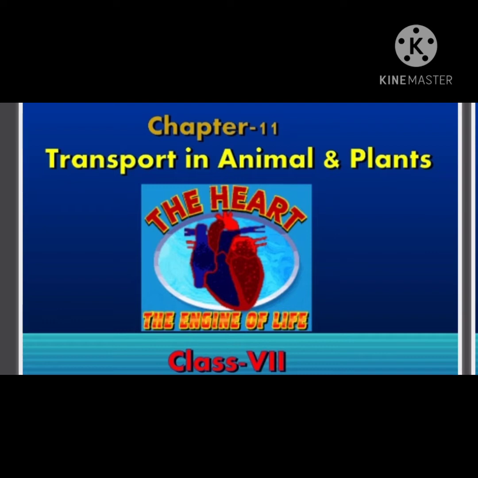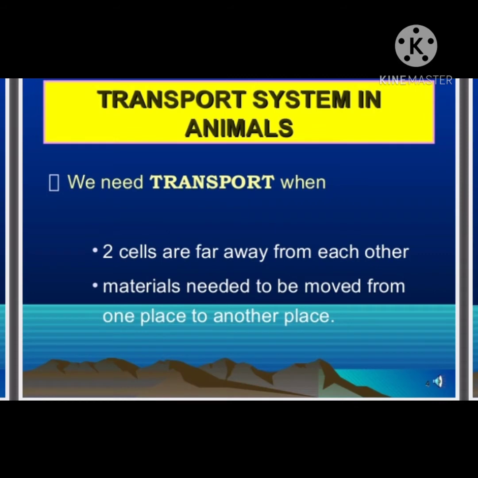So we are going to discuss the next important chapter of our textbook, that is about transportation in organisms or animals, in plants too. Okay. So in the last chapter we discussed respiration, and in the first chapter we discussed nutrition.